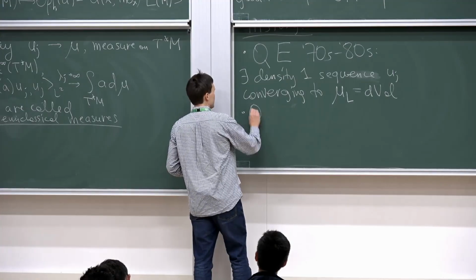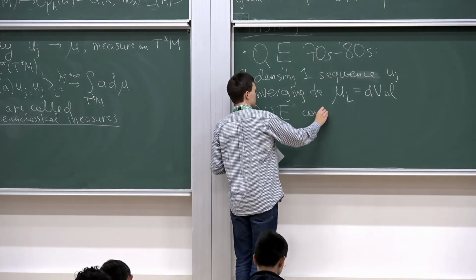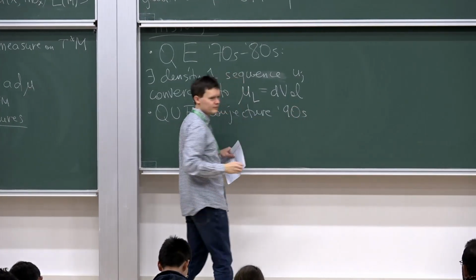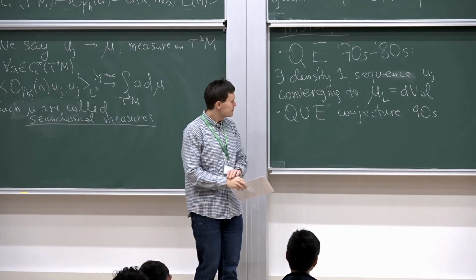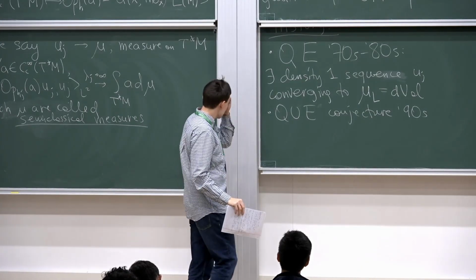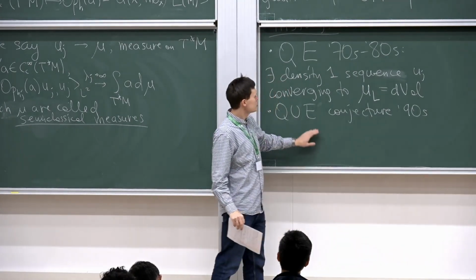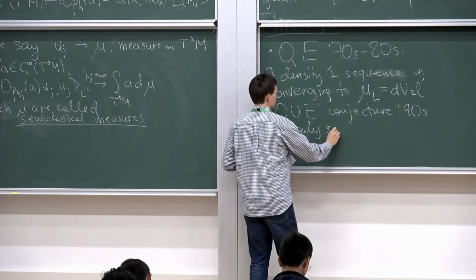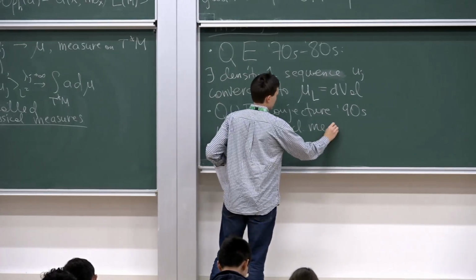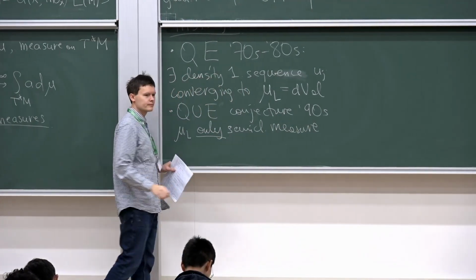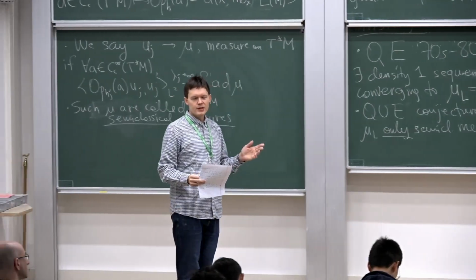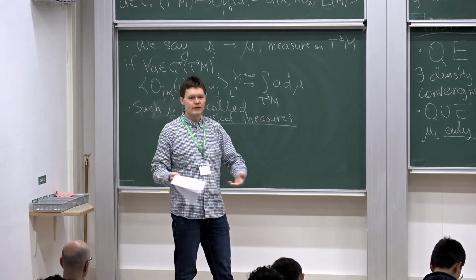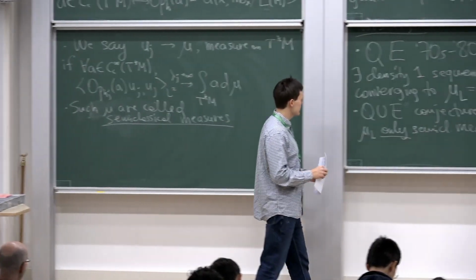So there is a quantum unique ergodicity conjecture. It was conjectured in the 90s by Rudnick and Sarnak. The conjecture states that mu L, the Liouville measure, is the only semi-classical measure. Which by this compactness statement is equivalent to saying that the entire sequence of eigenfunctions converges to this Liouville measure, so all eigenfunctions equidistribute. That's the quantum unique ergodicity conjecture.